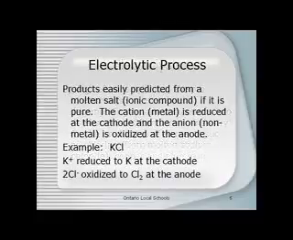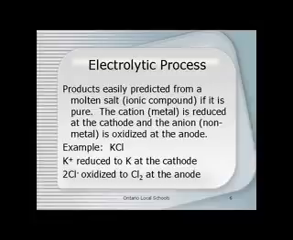When we look at the process of electrolysis, we can easily predict the products from a molten salt. And when we think about salts, think of ionic compounds. If the molten salt is pure, the cation, which would be the metal, is reduced at the cathode, and the anion, the nonmetal, is oxidized at the anode.